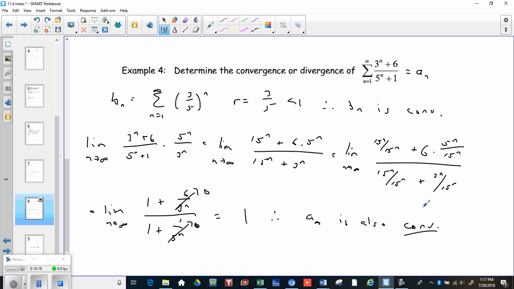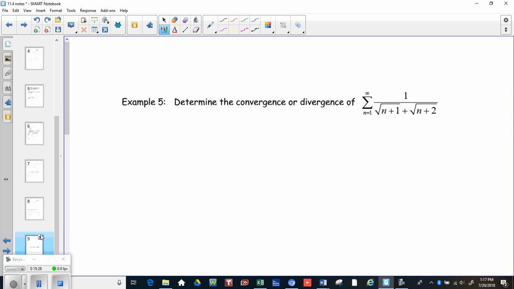Alright, almost done, we're getting there. Okay, I wanted to throw this one on there because you haven't seen anything where you've got denominators like this being added together.